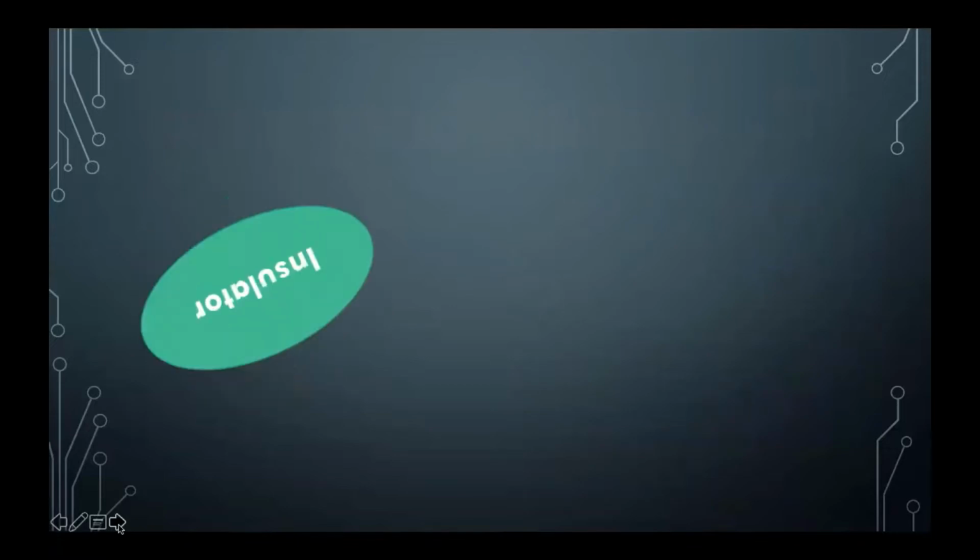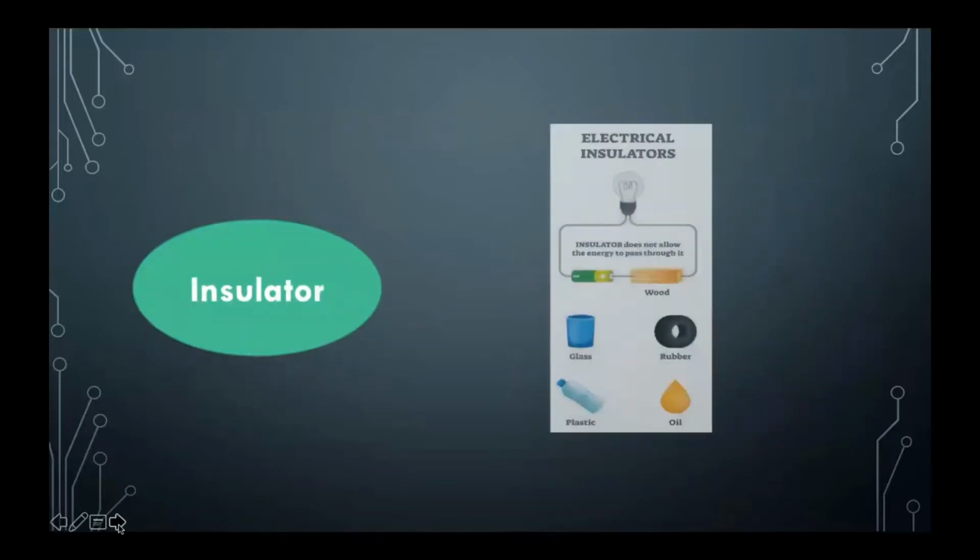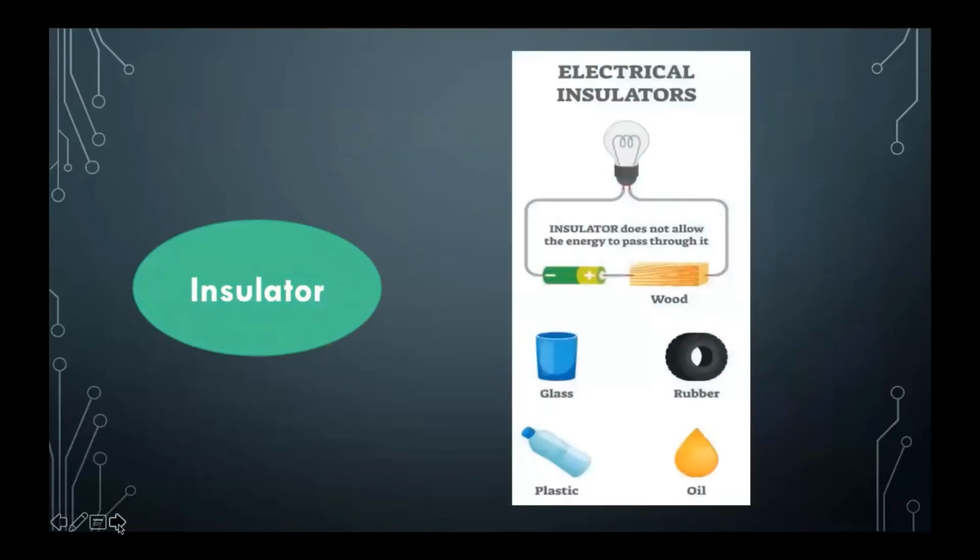Examples of insulators are the following: wood, glass, rubber, plastic, and even oil. They do not allow the energy to pass through them.